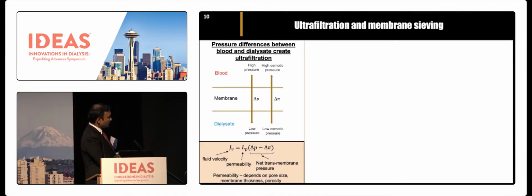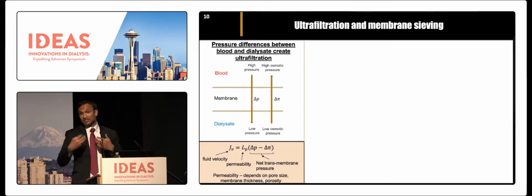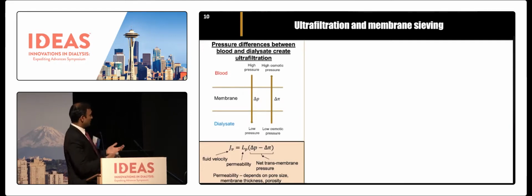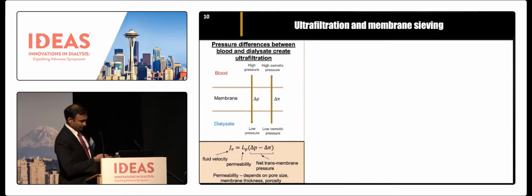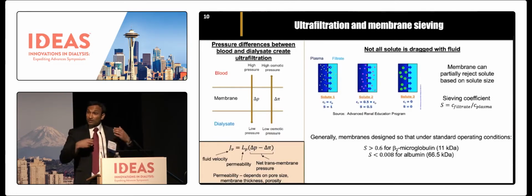The flux of fluid, which is the fluid velocity going through the membrane, is equal to essentially the permeability of the membrane times the net transmembrane pressure difference. And the permeability depends quite a bit on the membrane properties like the pore size, the membrane thickness, and the porosity of the membrane. And we discussed a little bit of exactly how it depends on this in our article. Now, when fluid is going through a membrane, it'll drag some solute with it. But not all solute will be dragged with the fluid. All right?